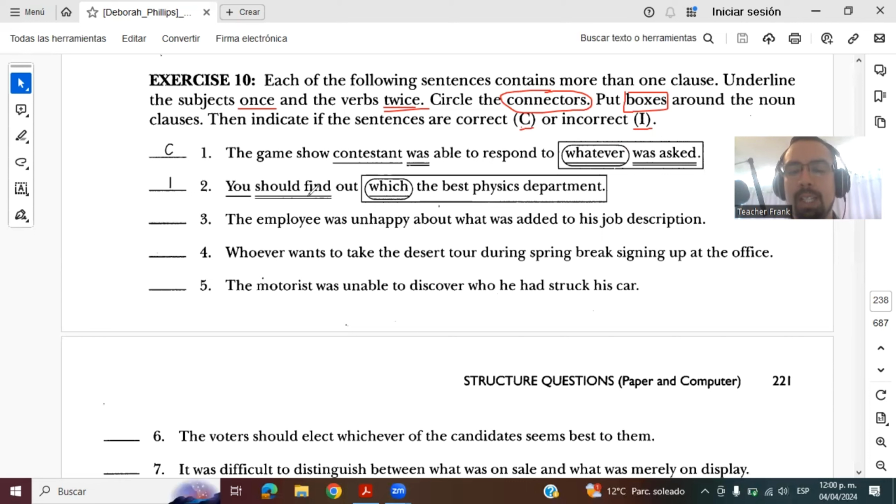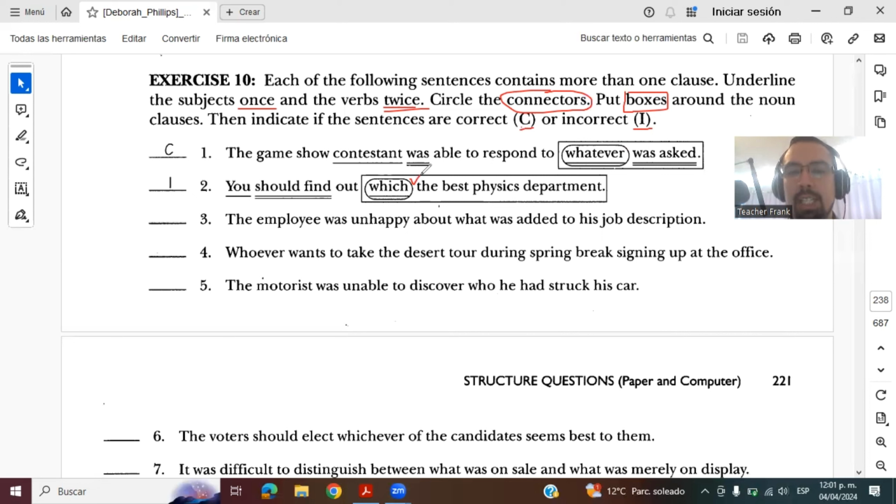You should find out is my first clause: subject, verb, which is a connector, is a subject. But what's missing here? We're missing a verb, right? Which is, you should find out which will be the best physics department, right? Okay, now pause the video, do number 3 to 5, and we'll check them in a moment, okay?